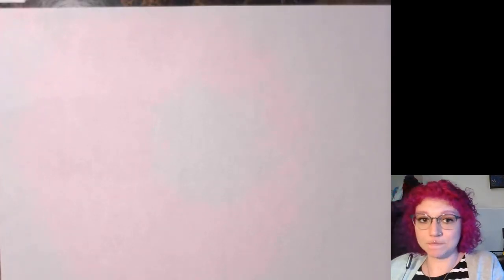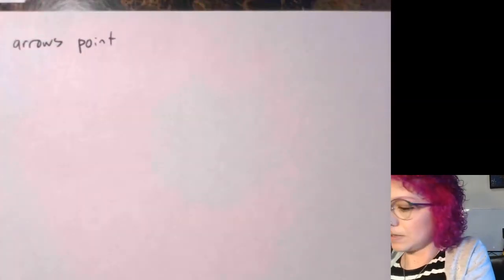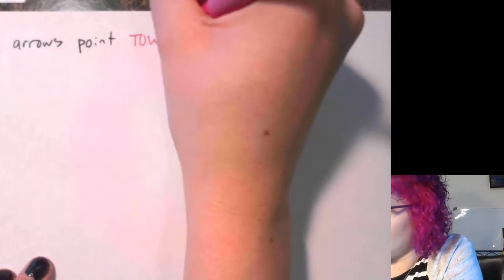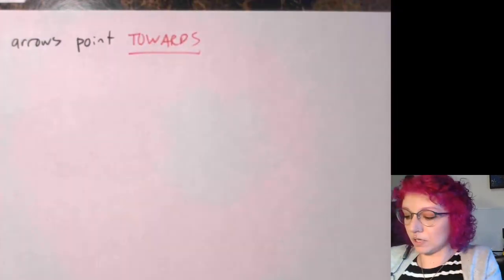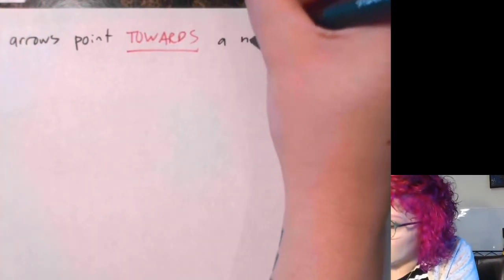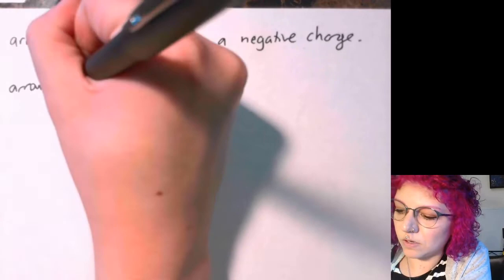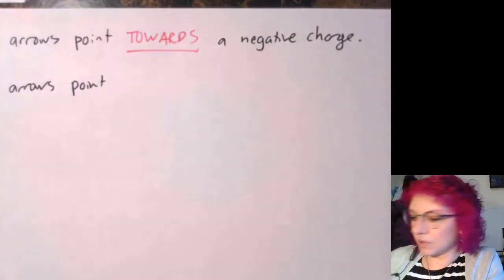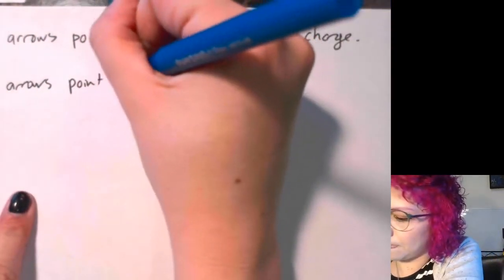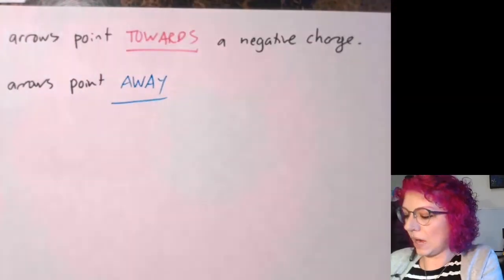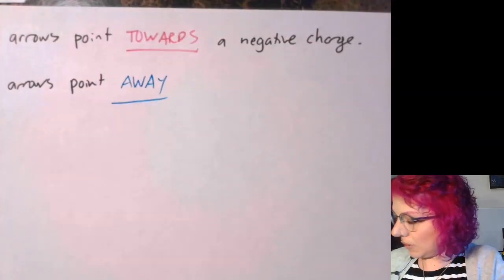So just to make sure this stays in our brains, arrows point towards a negative charge. Arrows point away from a positive charge.